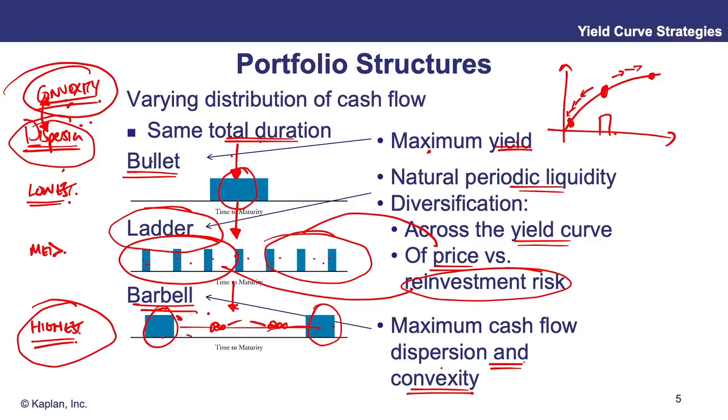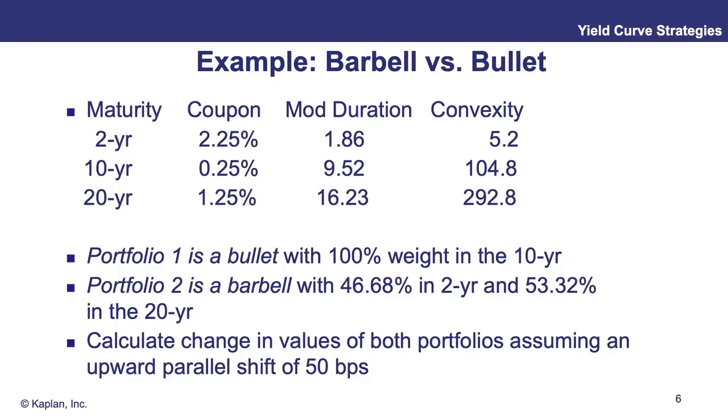Okay, let's have a quick look at an example of how a bullet and a barbell would perform under a parallel shift of the yield curve. Before we just jump in and smash calculator keys, it might be worth thinking about what we expect here. There's 3 bonds with different maturities. Obviously the bullet's going to be shooting at the middle one and putting all of its weight in the middle one. The barbell is going to be distributed between the short one and the long one.